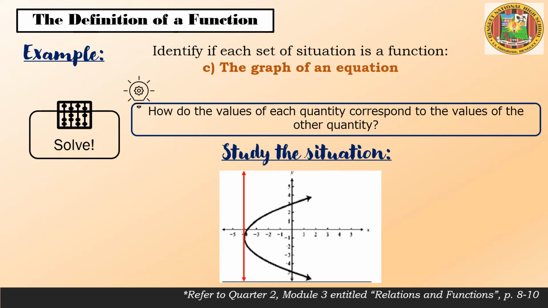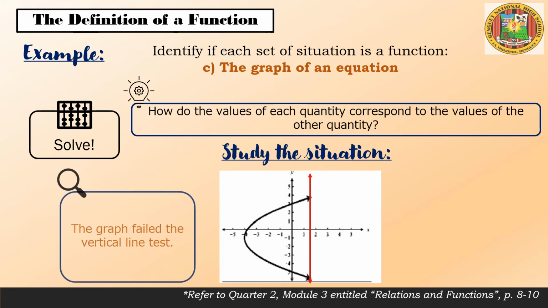If the vertical line passes through only one point on the graph, it passed the test. If the vertical line passes through at least 2 points on the graph, then the graph failed the test. So, when we applied the vertical line test on the graph given, we see that the graph failed the vertical line test.